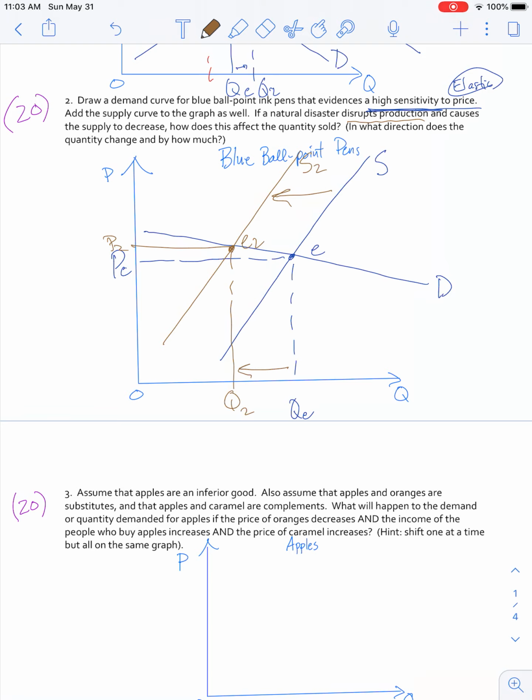So there you go. Leftward shift in the supply curve, very elastic demand curve, so that demand curve should look fairly flat. Then you show the change, shift the supply curve, new equilibrium, decrease in the quantity sold. That's question 2.